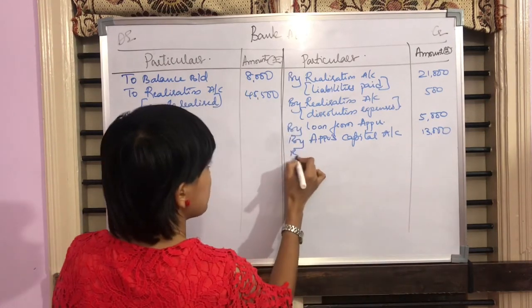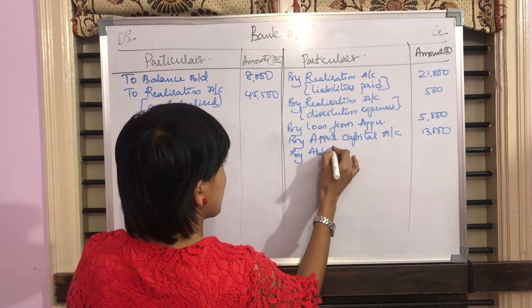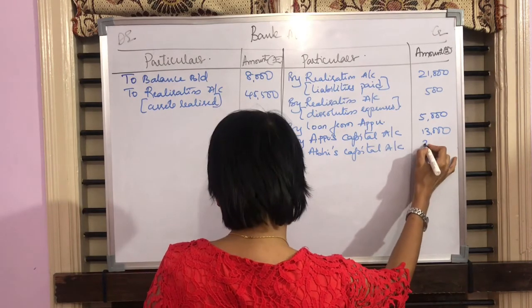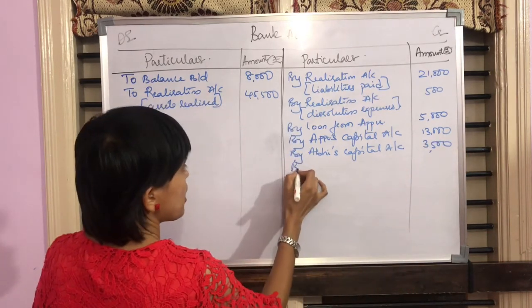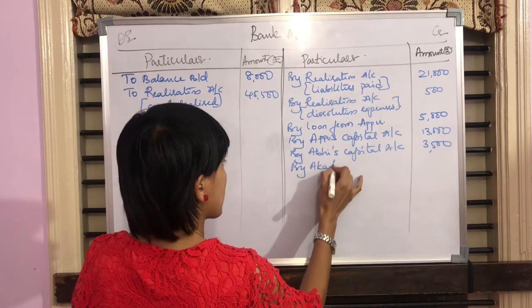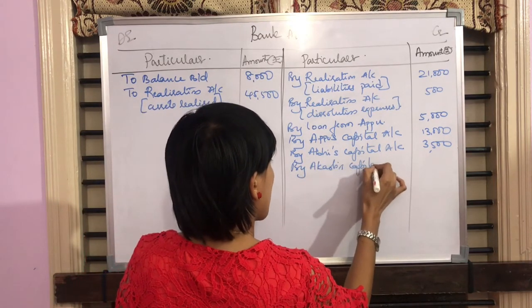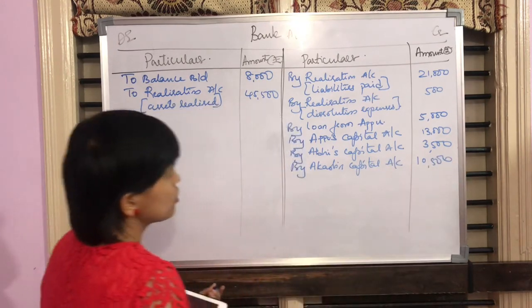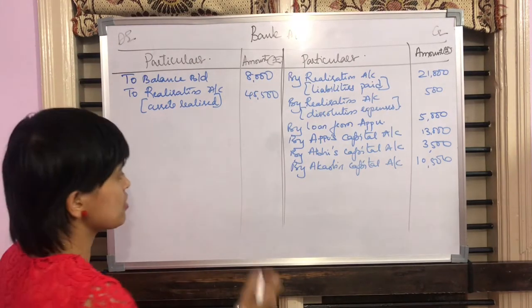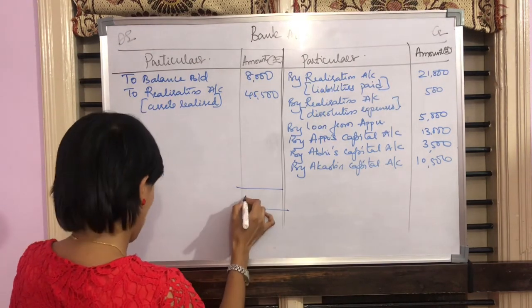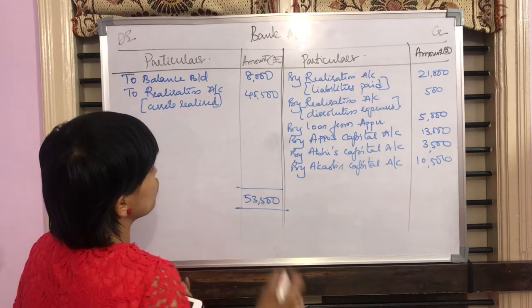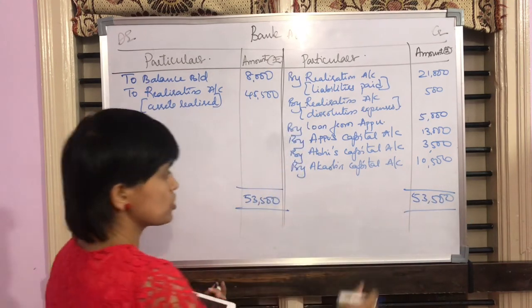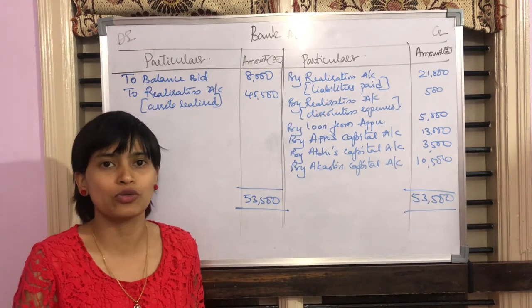13,000. The second partner is Abhi, capital amount is 3,500, and the last partner is Akash, and the final settlement amount is 10,500. So if you do the totaling and the balancing, it's going to be equal on both the sides, which is 53,500, and on the credit side 53,500, which is equal. So that's it with the solution, students. Thank you.